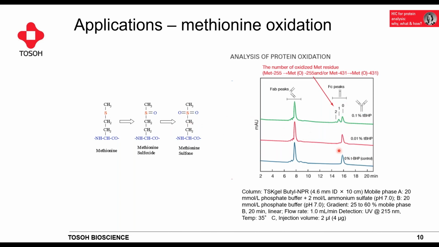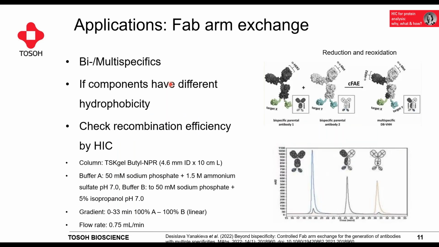So we have then the main product without any oxidation. Then if we have a lot of oxidizing agent in there, we do see that a one-time oxidized molecule comes up and a two-times oxidized molecule. So this was now looking at very small changes, or very small modifications, in the molecule. Now let me show you some applications where we look at bigger changes in our molecules.